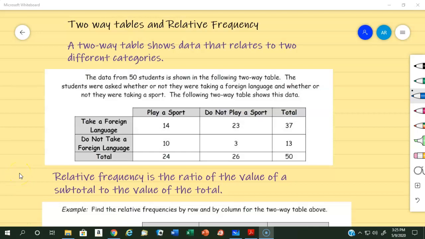All right, so we've already created some two-way tables previously. So now we're going to look at relative frequencies. So here I have a sample two-way table. Remember that a two-way table shows data that relates to two different categories.